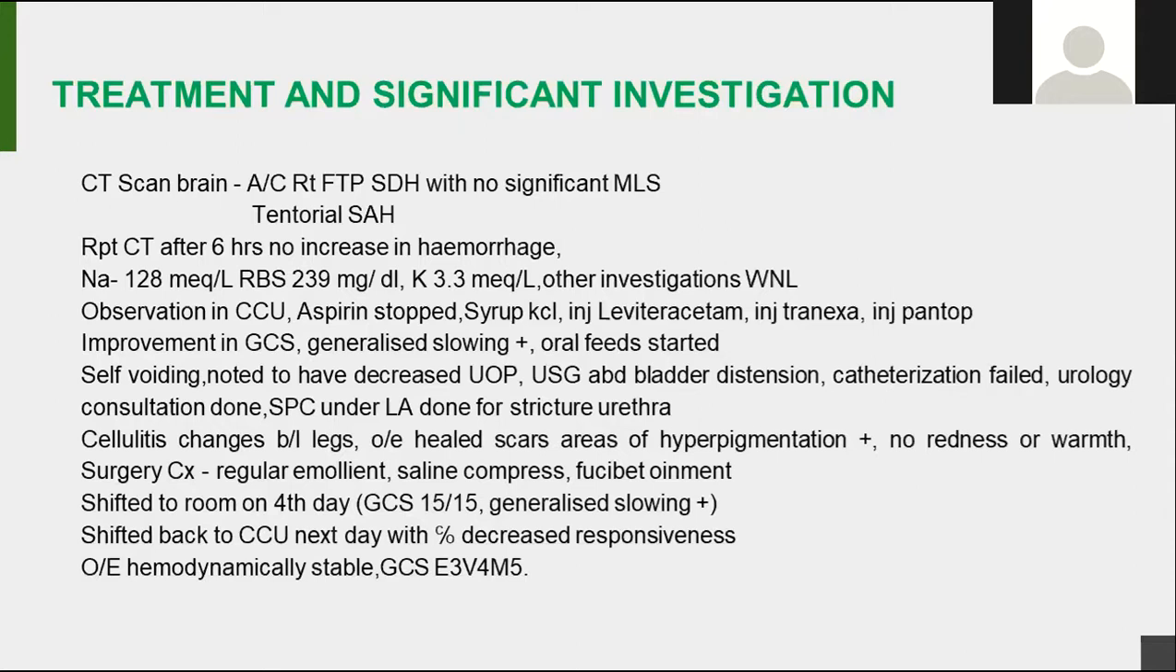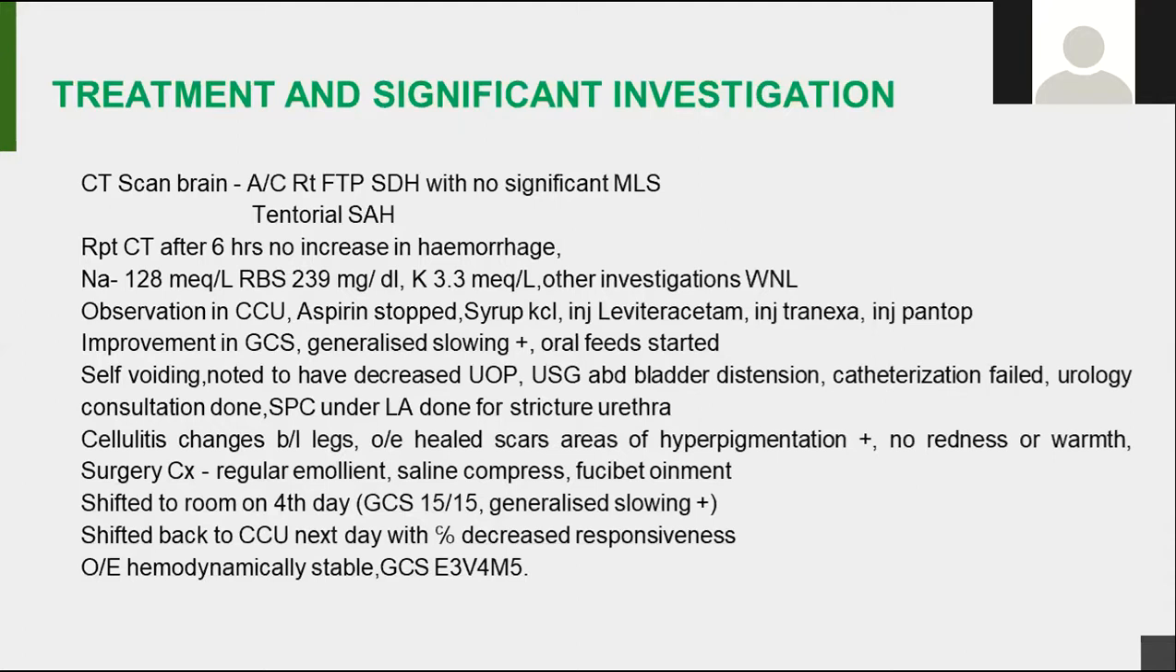The patient was self-voiding, but we noted a decrease in the urine output, and on ultrasound examination, it showed a bladder distension. We tried catheterization, but it failed, and the urology consultation was done. The urologist also tried per urethral catheterization, but it failed. So suprapubic catheterization was done under local anesthesia for stricture urethra.